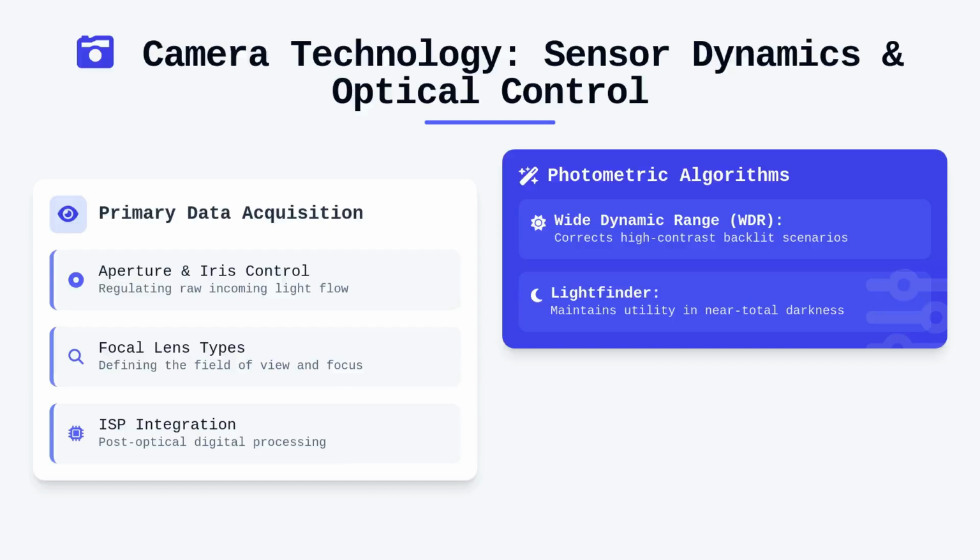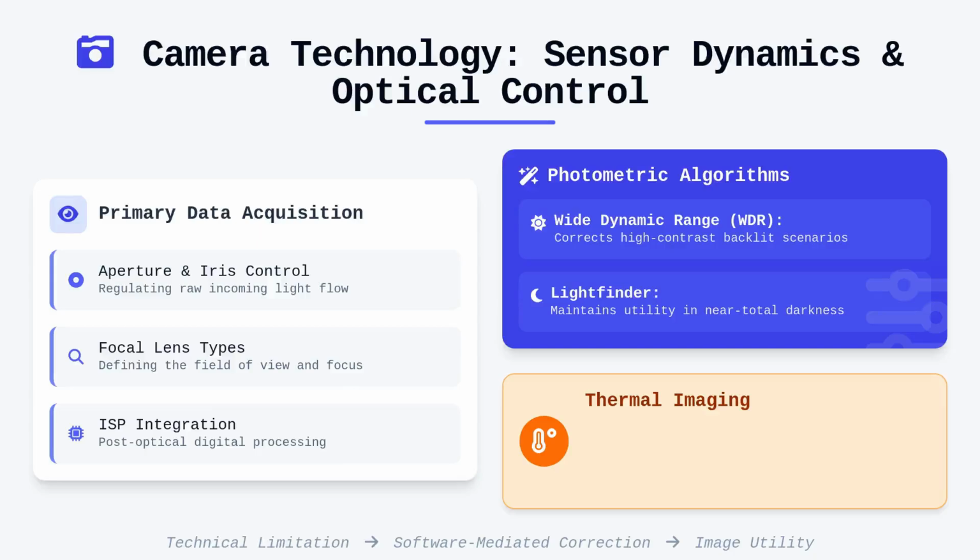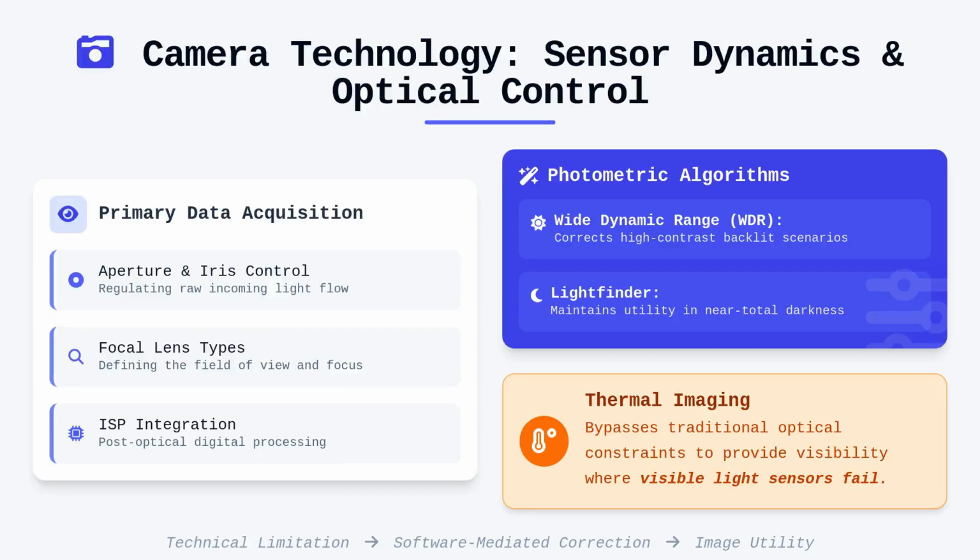Whether you are dealing with high-contrast backlit scenarios or near-total darkness, the goal is to interpret these conditions through the lens of technical limitation and software-mediated correction. Remember that thermal imaging, while distinct, follows its own set of physics that bypasses traditional optical constraints to provide visibility where visible light sensors inevitably fail.